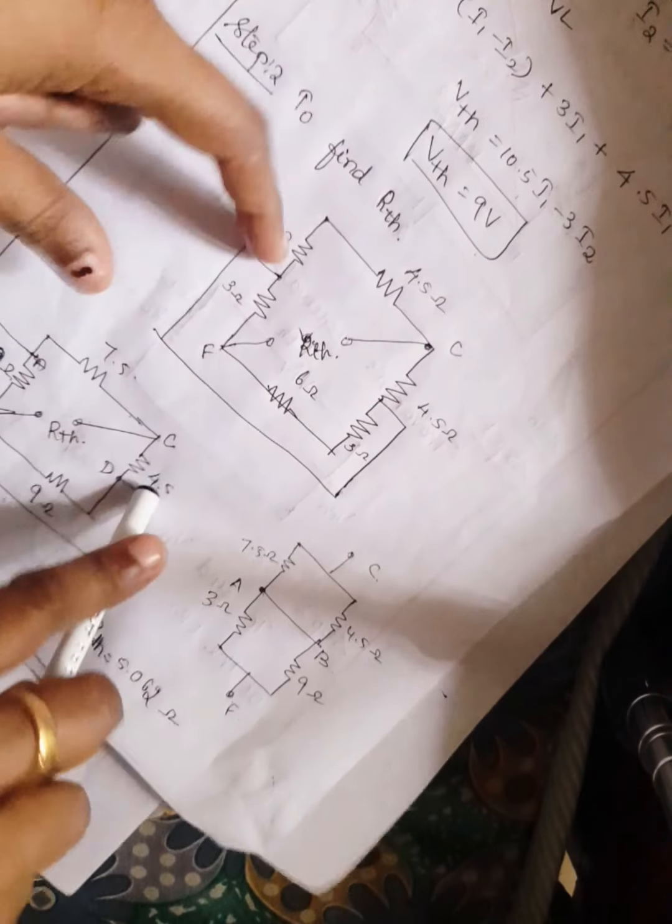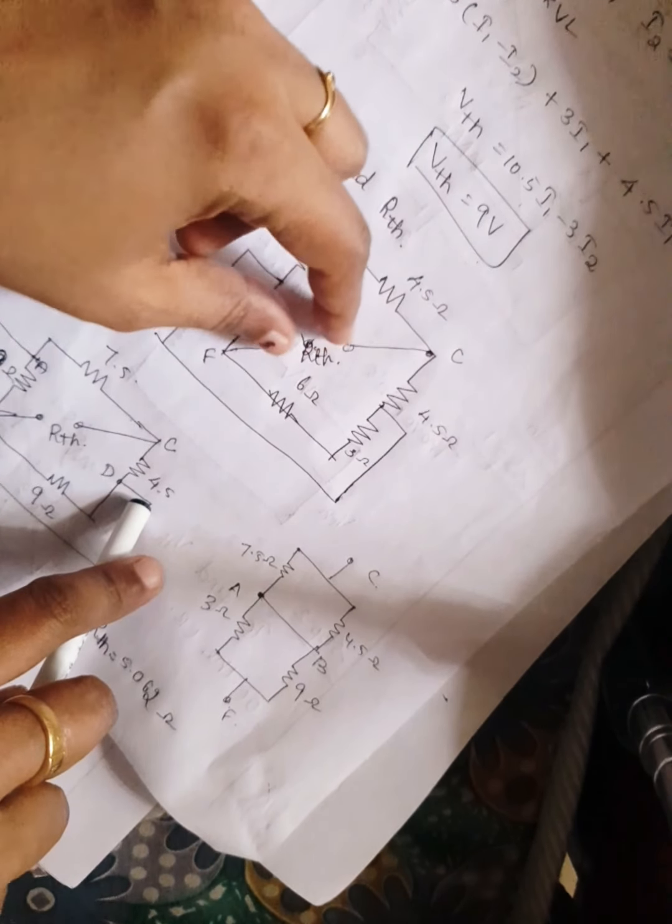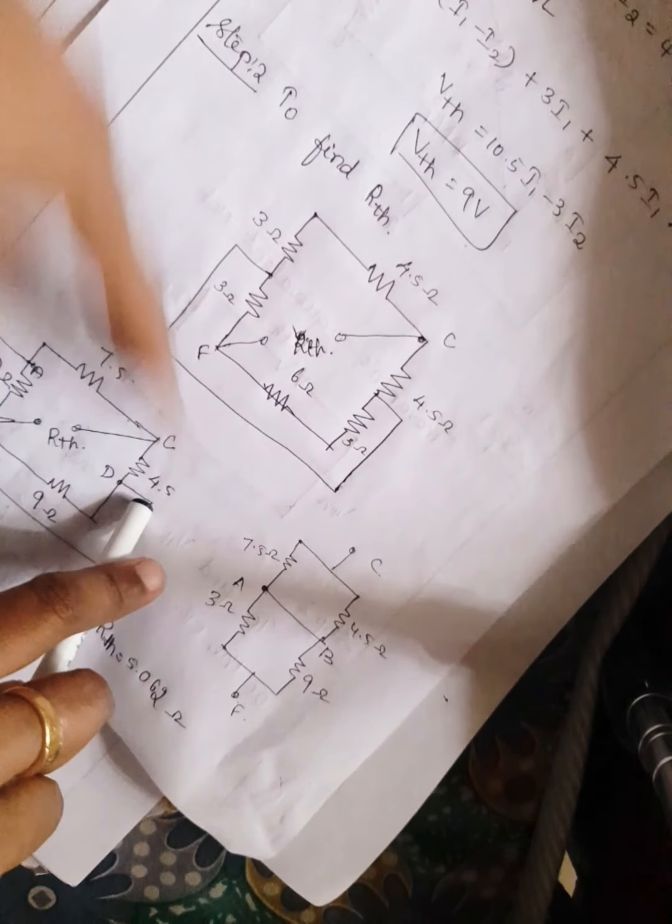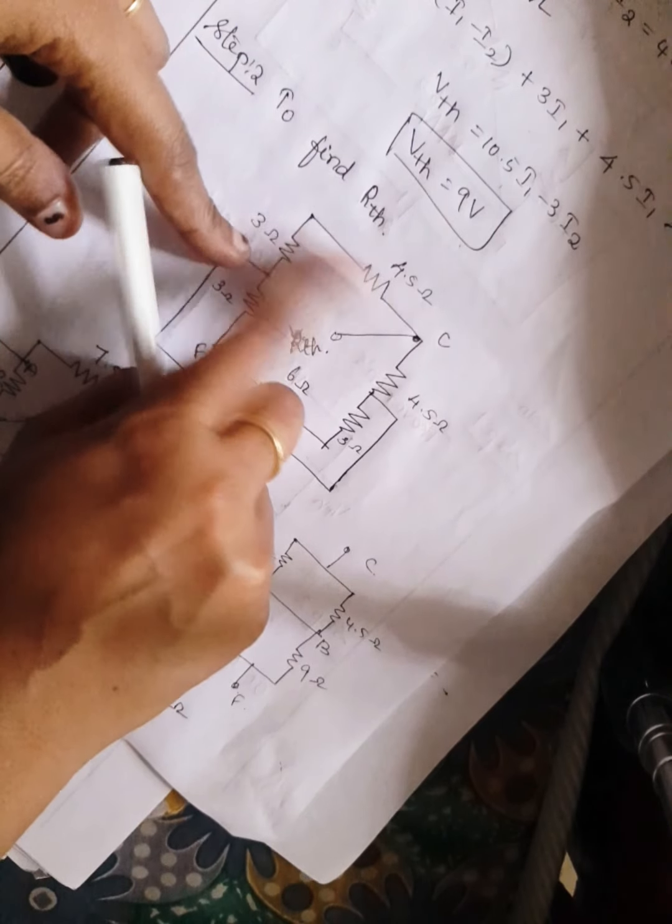So next RThevenin. In order to find the Thevenin's resistance, what is the step? Open circuit the load resistance, short circuit the voltage source. Okay, you short circuit the voltage source. Now these two resistors are in series.